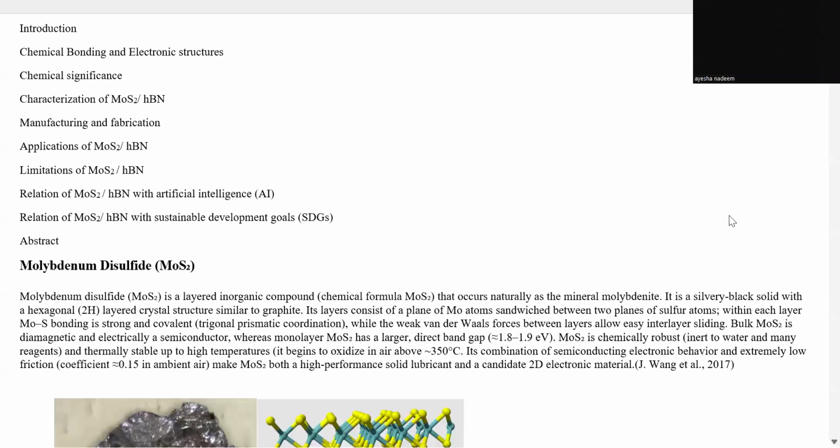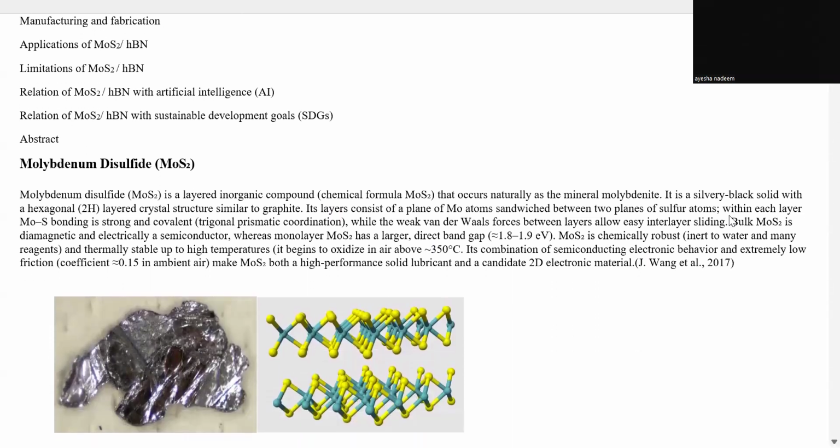Have a look at molybdenum disulfide. It is a layered inorganic compound having chemical formula MoS2 that occurs naturally as the mineral molybdenite. It is a silvery black solid with a hexagonal layered crystal structure similar to graphite, as it appears in the first picture. Its layers consist of a plane of molybdenum atoms sandwiched between two planes of sulfur atoms.